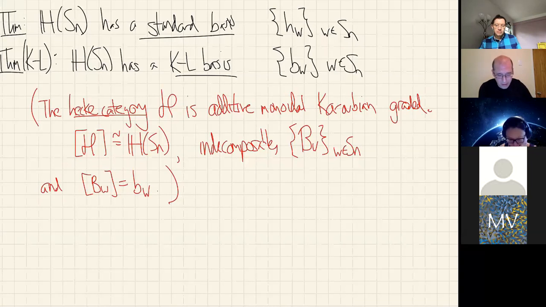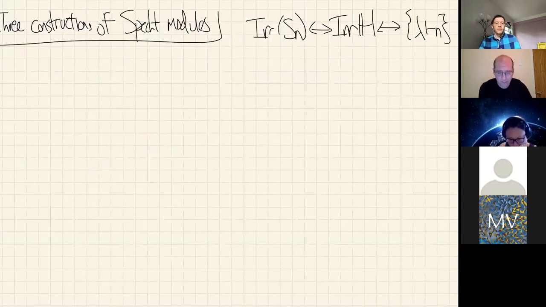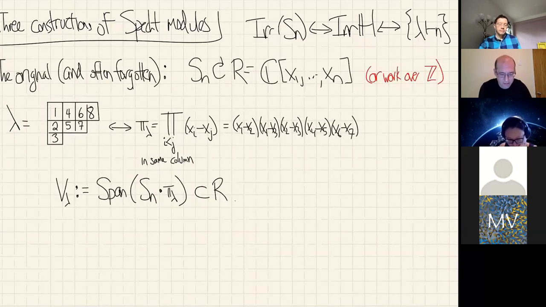So let me just tell you now about the representation theory of the Hecke algebra. We know that the irreducible representations are in bijection with partitions of n. Here's three ways to construct this. So here's Specht's original construction of the module associated to a partition.